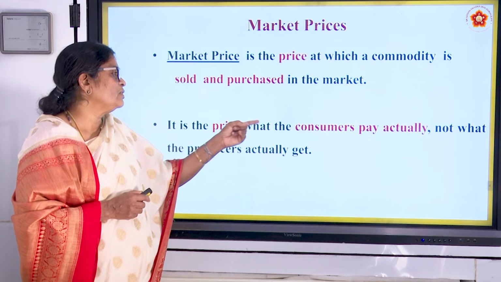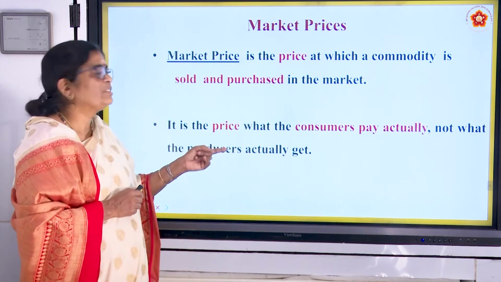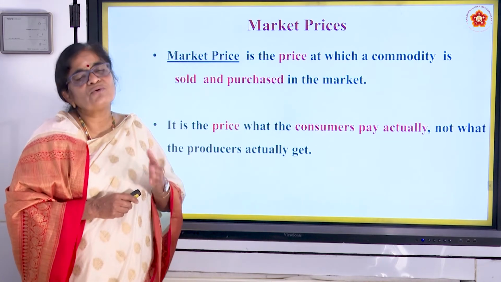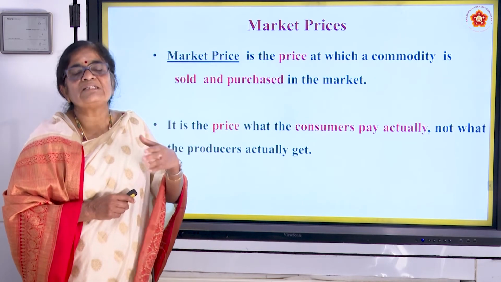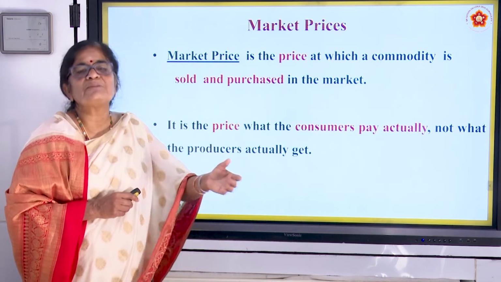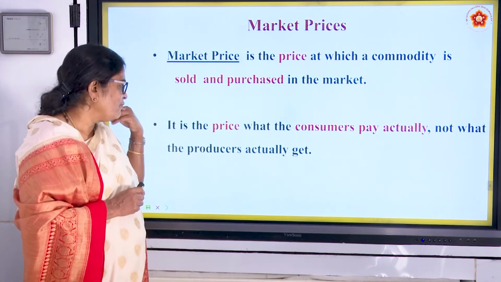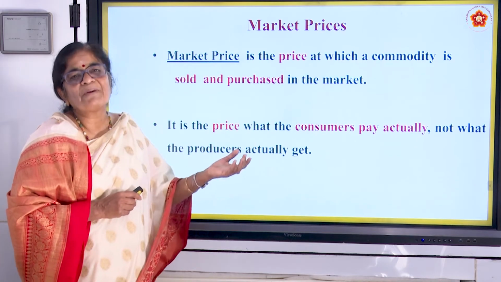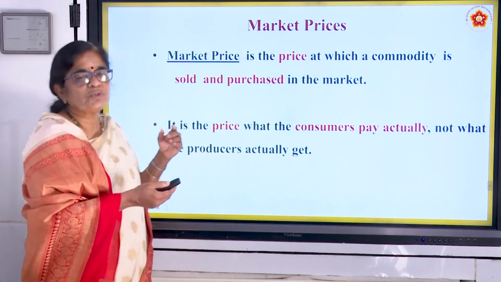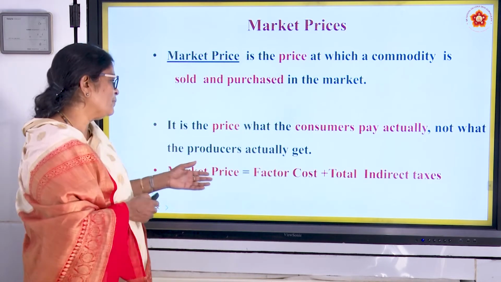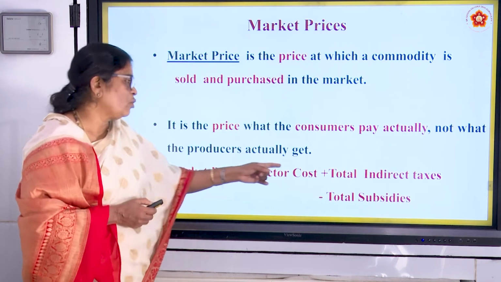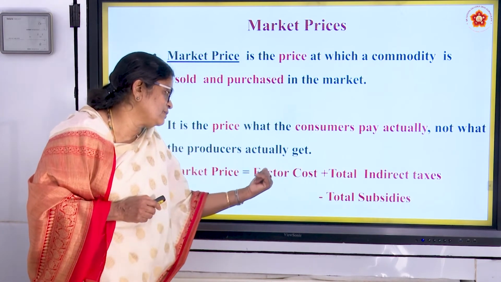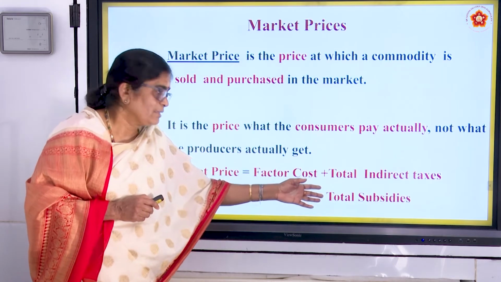Therefore, the price consumers actually pay is really not what the producers actually get, because whatever we pay the producers, we pay including taxes. What producers get is after deducting the taxes he is going to pay to the government, because the government gets the taxes from the producers. Therefore, market price is what consumers actually pay. And market price is factor cost plus total indirect taxes minus total subsidies, because indirect taxes are added to the factor cost and subsidies are deducted.